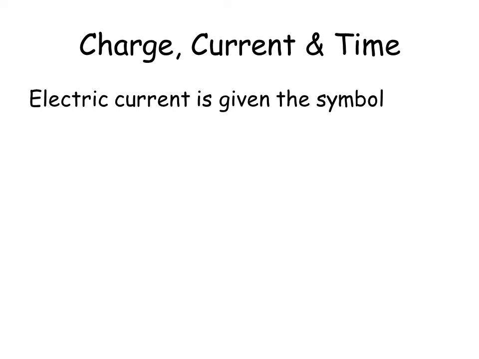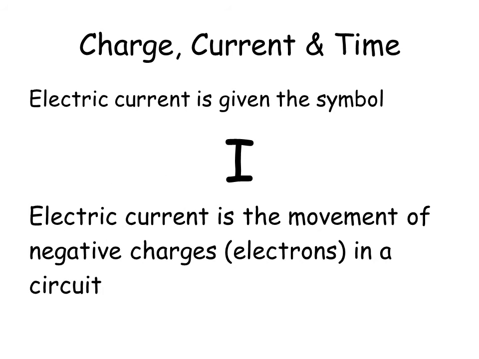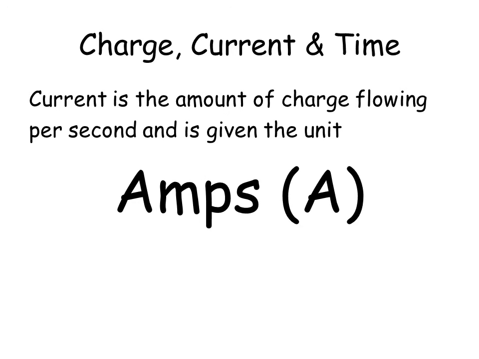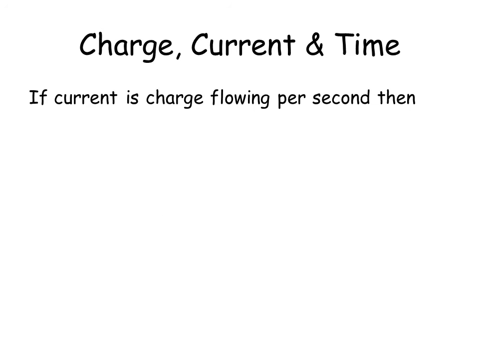And there is a relation between charge, current and time. Electric current is the movement of negatively charged electrons in a circuit. Current is the amount of charge flowing per second and its unit is the ampere, named after a scientist. If current is charge flowing per second, then I = Q/T.